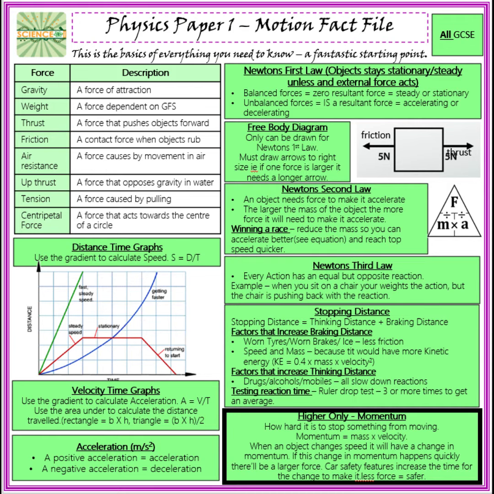Velocity time graphs. Use the gradient to calculate acceleration. A equals v over t. Use the area under the graph to calculate the distance travelled. Rectangle equals b x h, triangle equals b x h over 2.